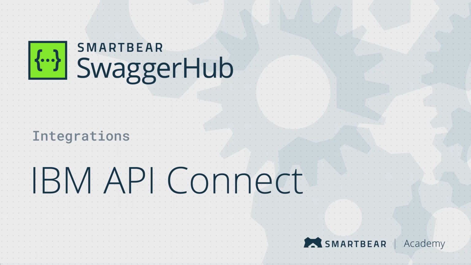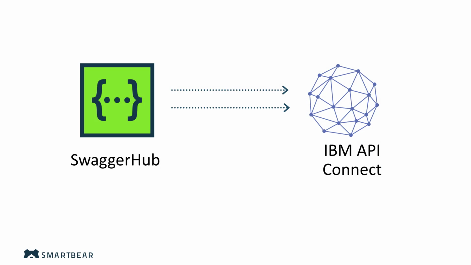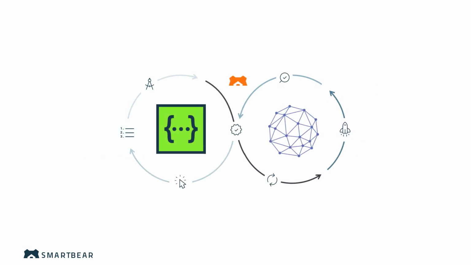In this video, you will learn how to set up the IBM API Connect integration with your API definition. SwaggerHub integrates with IBM API Connect. With the integration, you can design and collaborate on your API definition on SwaggerHub, and then synchronize it with IBM Cloud to create an API gateway, configure security and rate limits, monitor API health, and build developer portals.